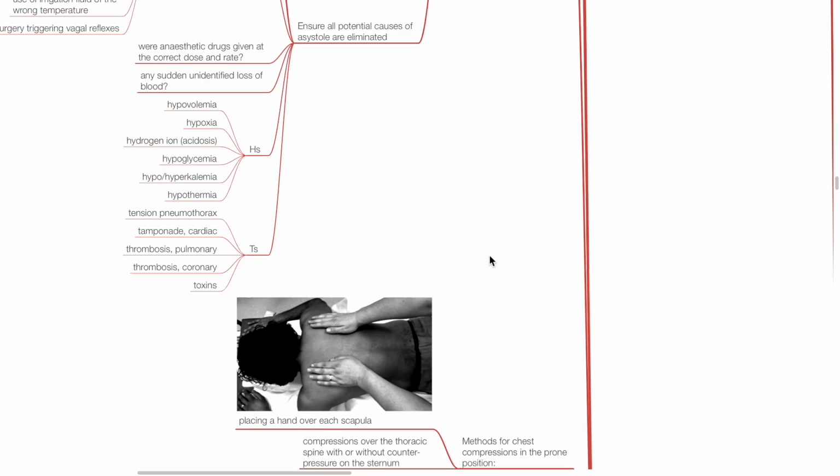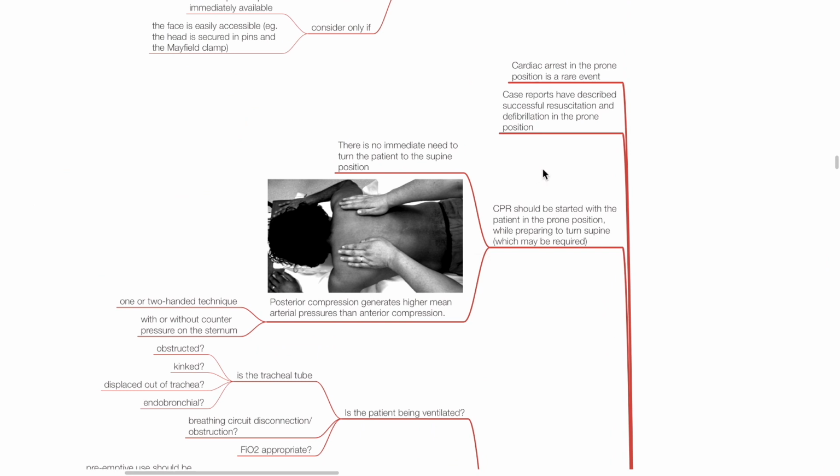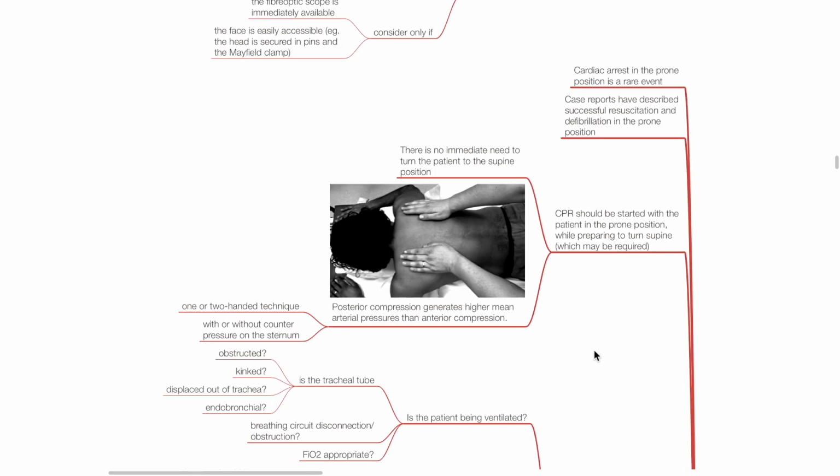Cardiac arrest. Cardiac arrest in the prone position is a rare event. Case reports have described successful resuscitation and defibrillation in the prone position. CPR should be started with the patient in the prone position while preparing to turn the patient supine. There is no immediate need to turn the patient to the supine position. Posterior compression generates higher mean arterial pressures than anterior compression. The one or two-handed technique may be used with or without counter pressure on the sternum.